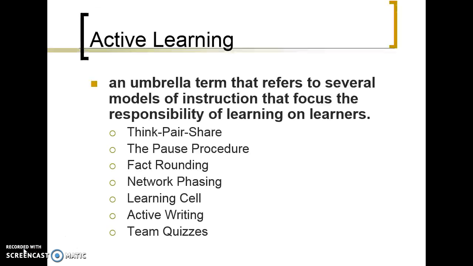Hello everybody, let's look at some more micro models. So these models particularly refer to the kinds of activities we could do in a lesson to encourage learning. So there's an umbrella of techniques which are called active learning. Things like think, pair, share, the pause procedure, fact rounding, network phasing, learning cells, active writing, and team quizzes.